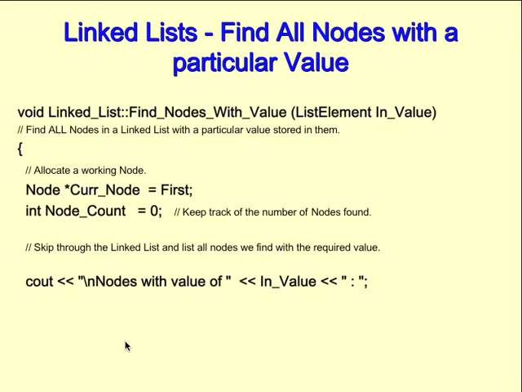So we can find all the nulls, the nodes with a particular value, and what we do is we now create methods to search through the list if we want to. Here we can find all the nodes in the linked list with a particular value stored in them, and this particular value is something that we enter when we call the method, like search for 3.3 or something.